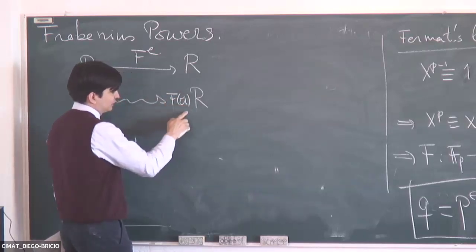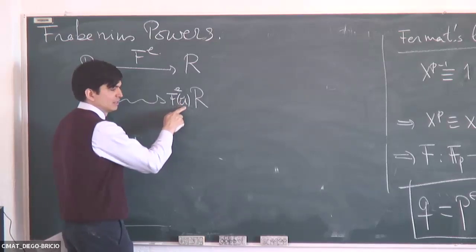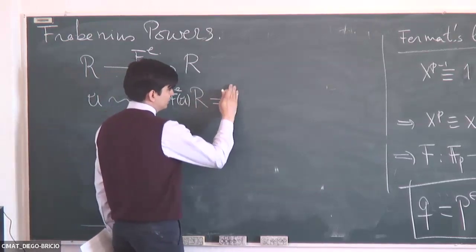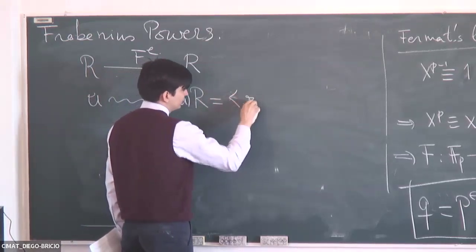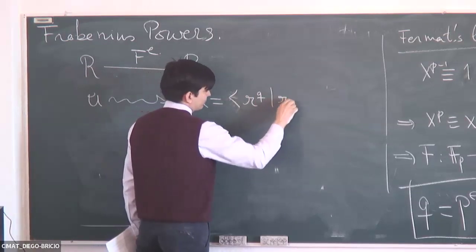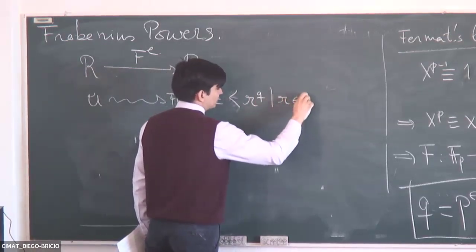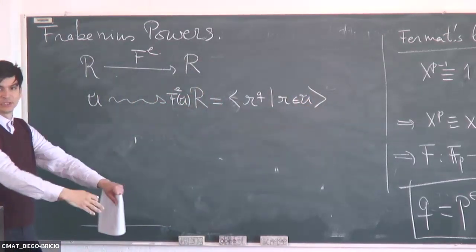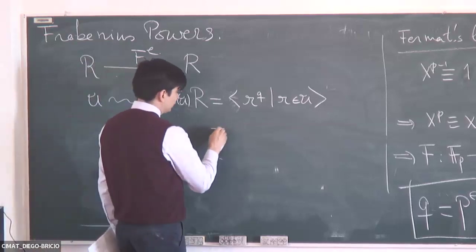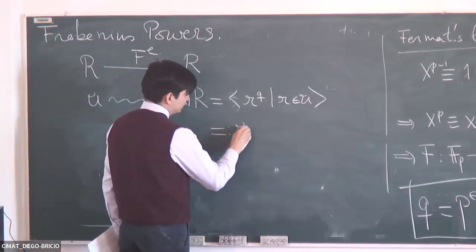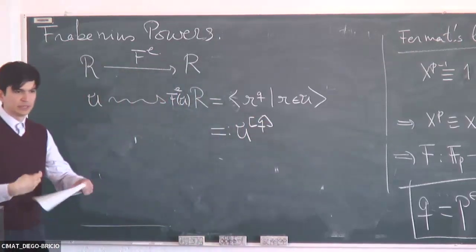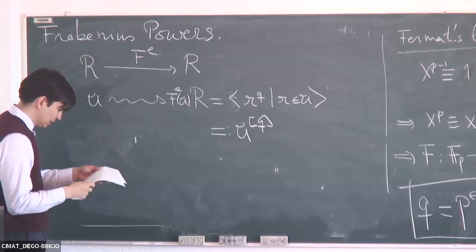I take the ideal generated by the q powers of A. And that's an ideal of R, right? So this is the ideal generated by all the q powers of elements of A. It's just the extension across Frobenius. So the notation we're going to use for this ideal is this. We use A to the square brackets.